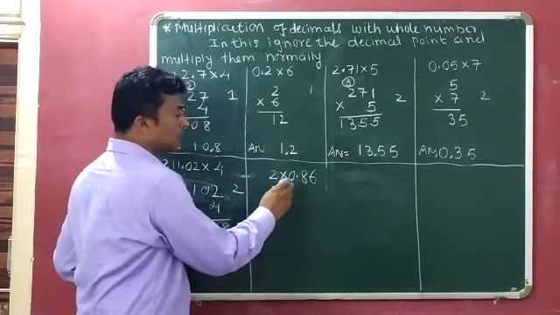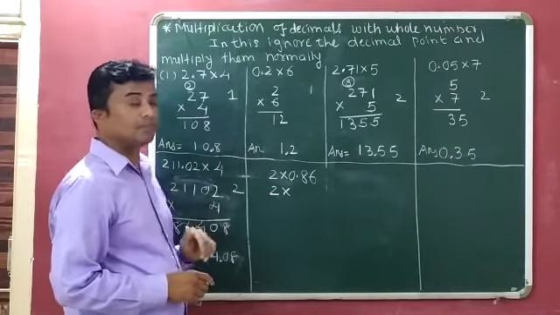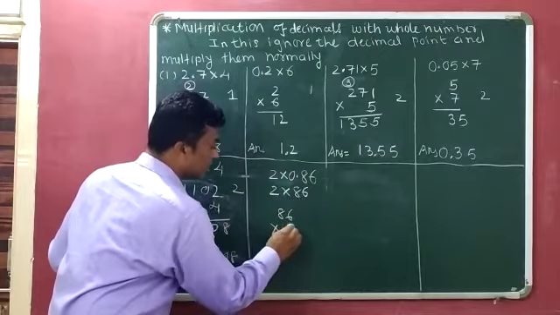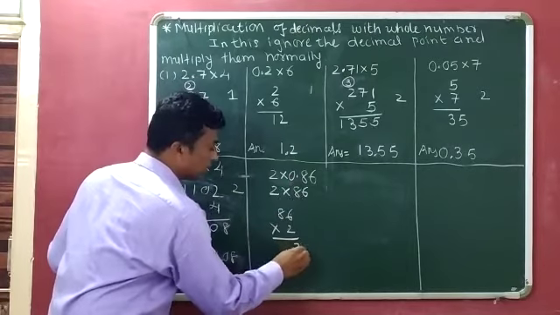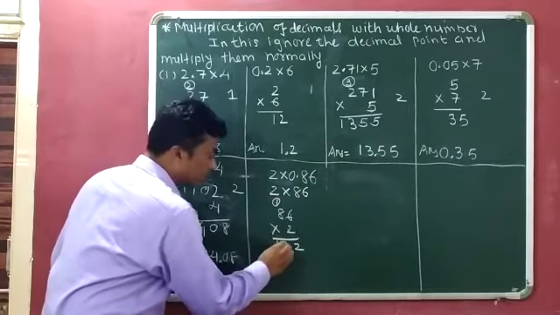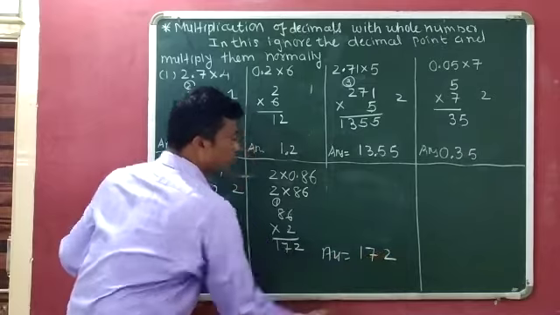So 2 multiply 0.86. We ignore the decimal point and multiply them. So 86 multiply with 2. 2 6s are 12, carry 1. 2 8s are 16 plus 1 is 17. So the answer is 172.